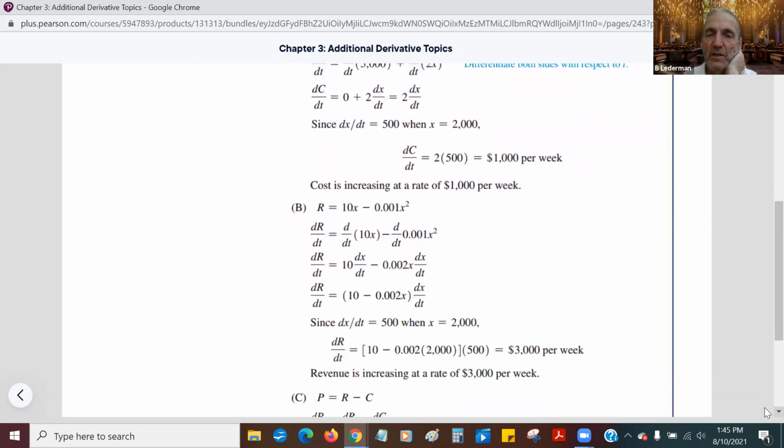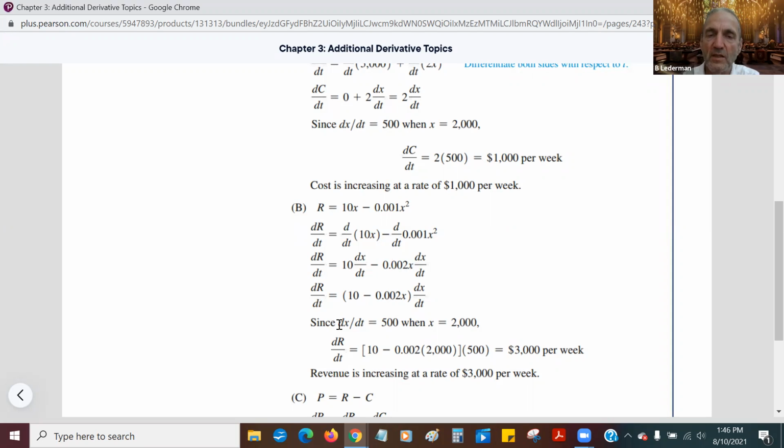Now let's see what revenue is doing. Hopefully revenue is increasing more than that. So revenue is 10x minus 0.001x squared. Differentiate both sides. dR/dt is equal to the derivative of 10x, which is just 10, times dx/dt, minus the derivative of 0.001x squared, which is 0.002x times dx/dt. Factor out the dx/dt, which is what I'm going to want here: 10 minus 0.002x, times dx/dt, equals dR/dt.